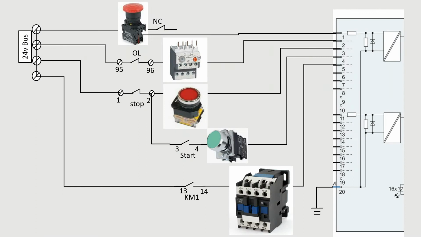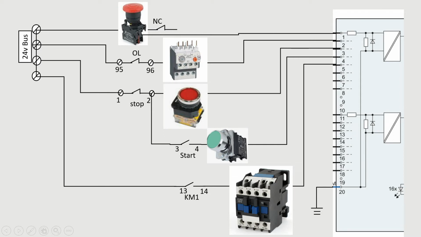Okay, let's see the connection diagram for this input module. So this is a 24 volt bus from the 24 volt power supply, and here at terminal 20 we have to give the 0 volt connection from this power supply. We have to give this. Any other connection or any 24 volt supply, no need. Only connection from the input device.